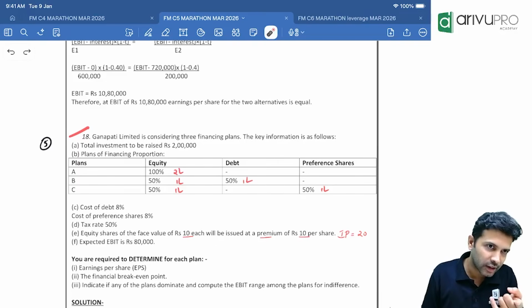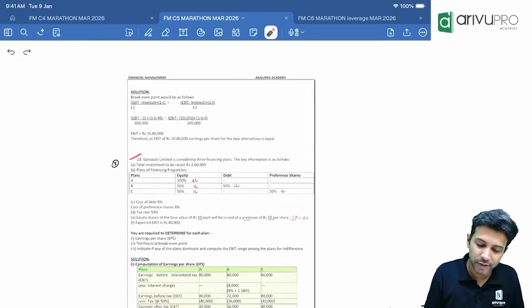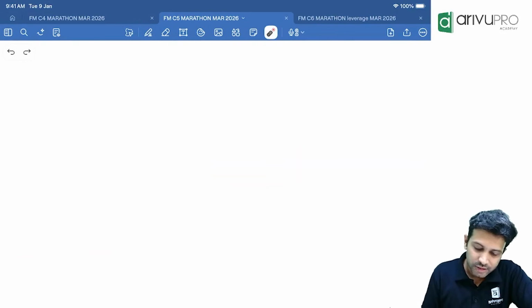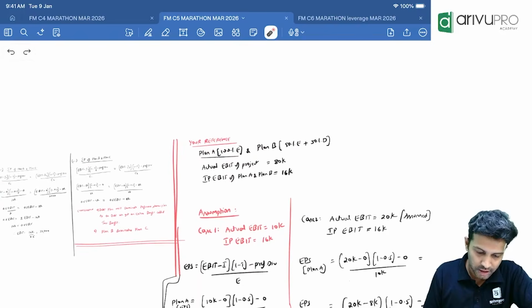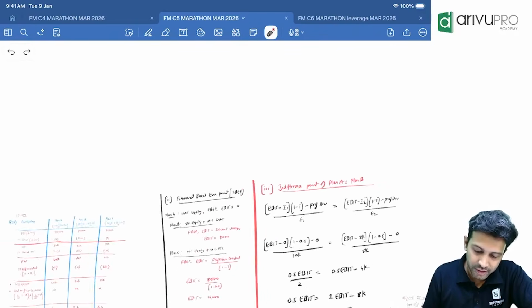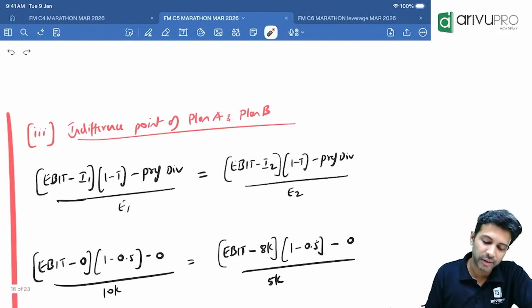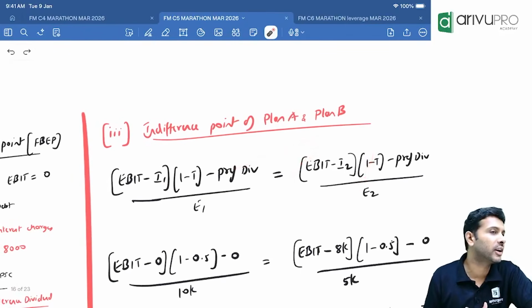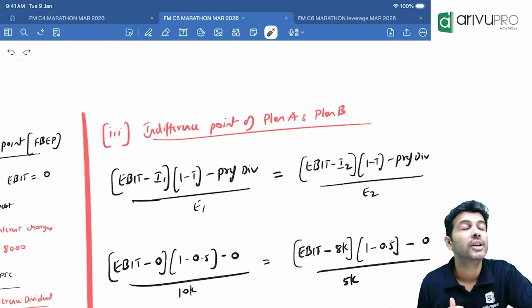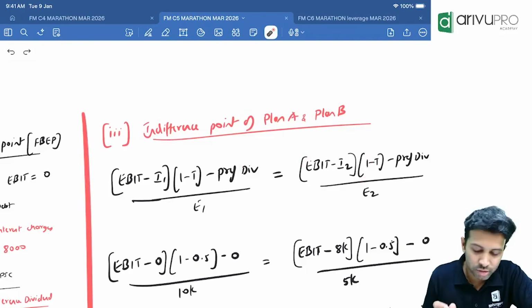Do you know how to calculate that? What is the formula for indifference point? (EBIT minus I1) into (1 minus tax rate) minus preference dividend, divided by E1. The same thing will be equated with (EBIT minus I2) into (1 minus tax rate) minus preference dividend, divided by E2. This is the comparison between A and B.